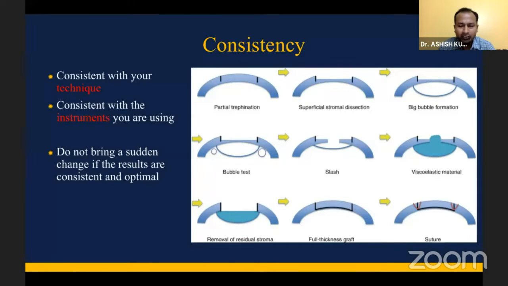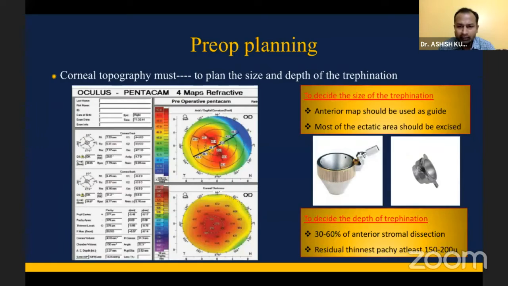Pre-op planning, as mentioned by Soham, is very important to decide the size and the depth of the trephination. So you should plan to cover as much of the ectatic area of the cornea as possible. Usually the size varies from 8.25 to 8.5. Look at the thickness on the Pachy map, at both the central Pachy and the peripheral Pachy. To decide the depth of the trephination, you basically want to remove 30 to 60% of the anterior stroma, and the target would be to leave at least 150 to 200 microns.